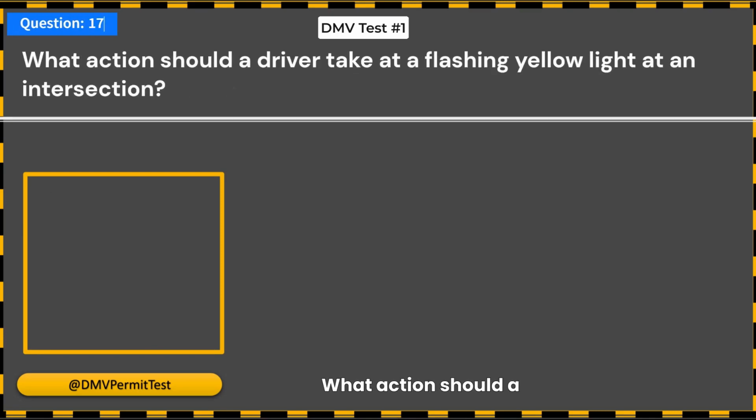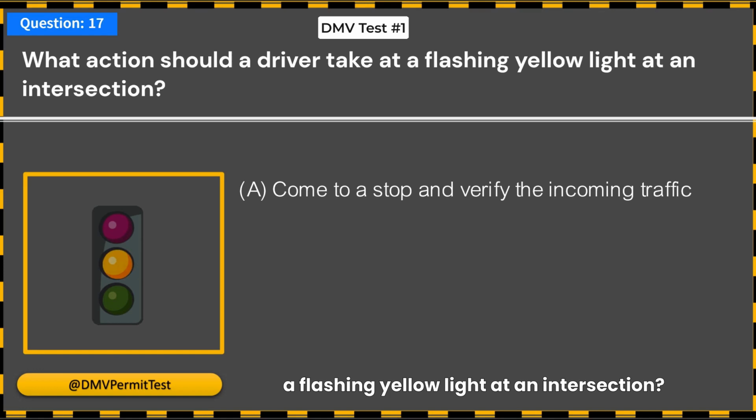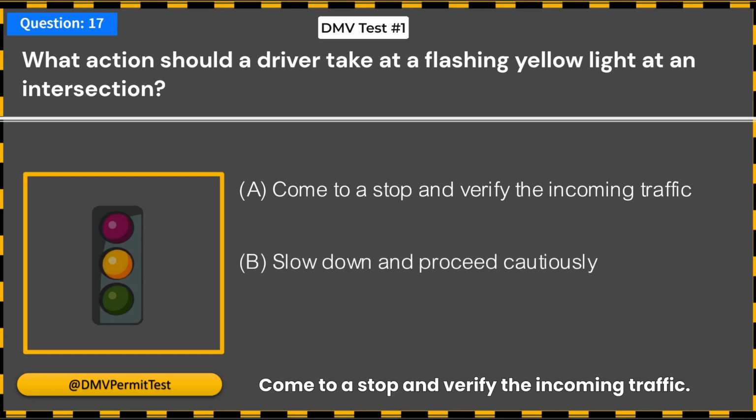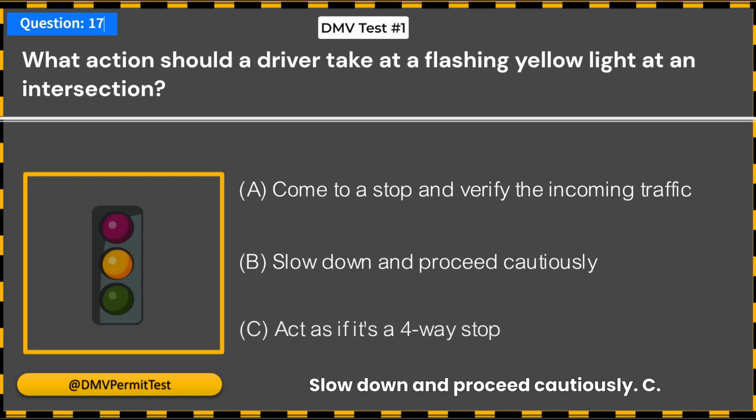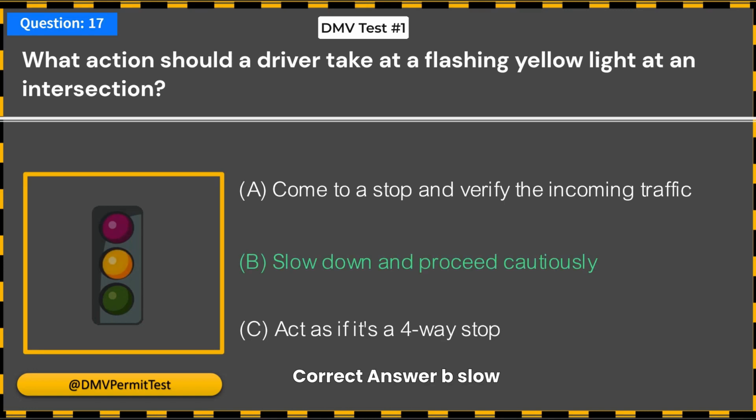What action should a driver take at a flashing yellow light at an intersection? A. Come to a stop and verify the incoming traffic. B. Slow down and proceed cautiously. C. Act as if it's a four-way stop. Correct answer, B. Slow down and proceed cautiously.